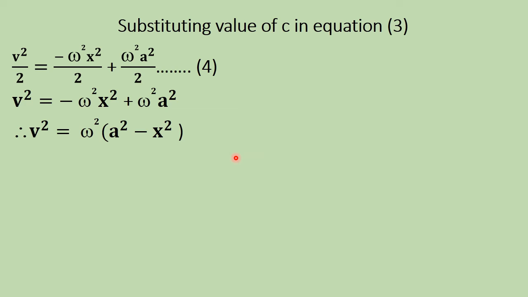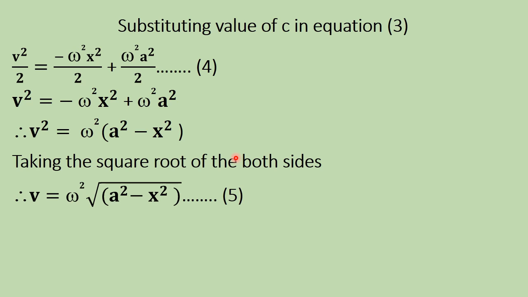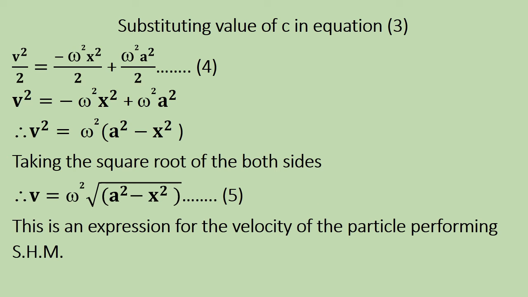We need the expression for velocity, and therefore we take the square root of both sides. Therefore we get v equal to omega into the square root of a square minus x square. In this way we can calculate the expression for the velocity of a particle performing SHM. Remember, this is the general expression for velocity. This is the velocity of the particle when the displacement of the particle is x.